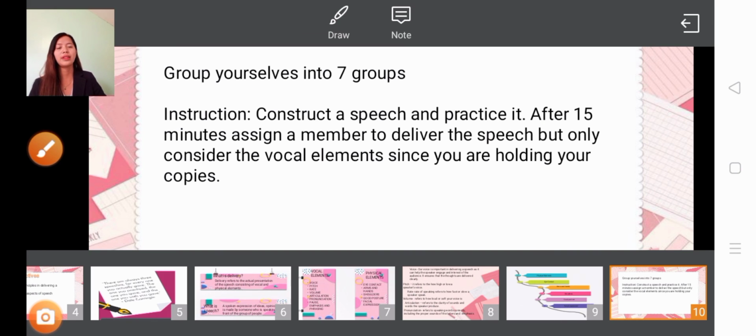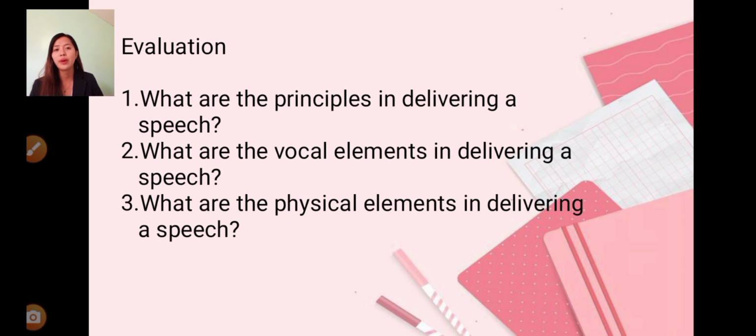Okay, job well done for that activity, class. So now I want you to have an individual activity. For this one, get a 1/2 crosswise and answer the following questions. What are the principles in delivering a speech? What are the vocal elements in delivering a speech? And what are the physical elements in delivering a speech? Okay, we're done with that activity.